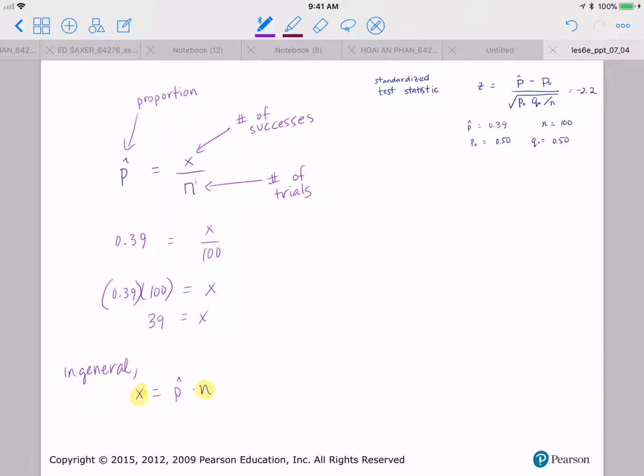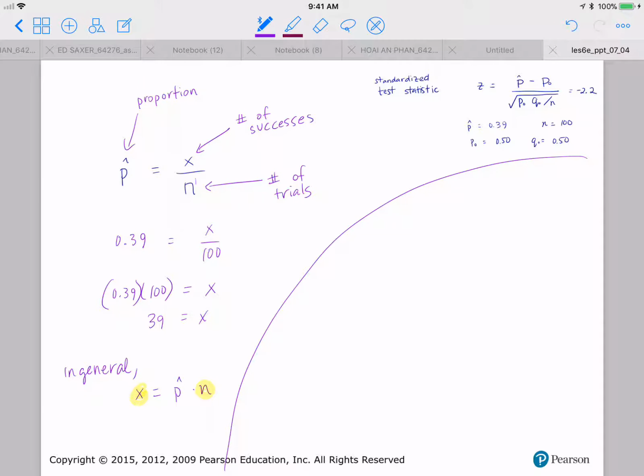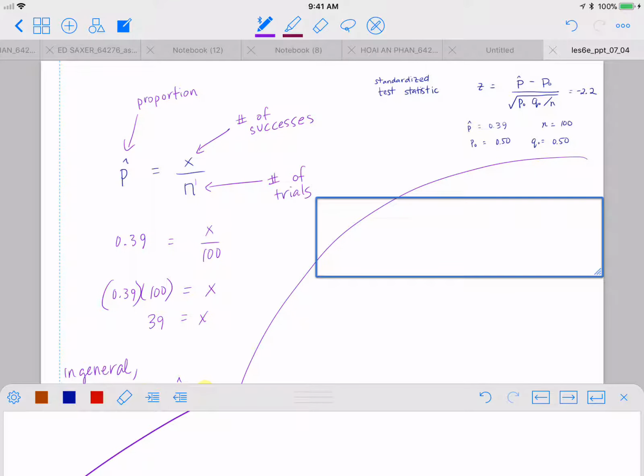So now we're ready to set up our claim. So our claim is that less than 50% of U.S. adults access the internet through a wireless network on a laptop. So I'm just going to say less than 50% access internet.